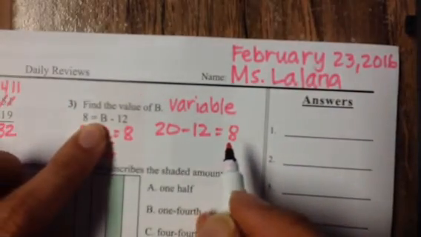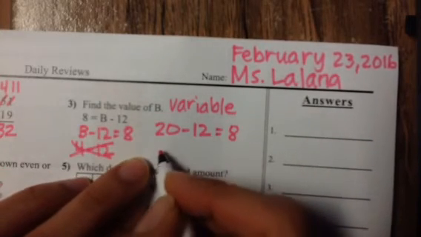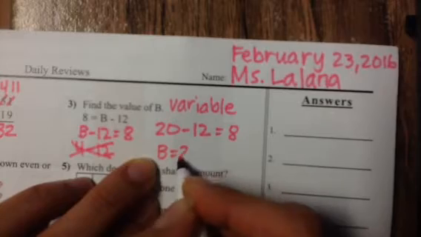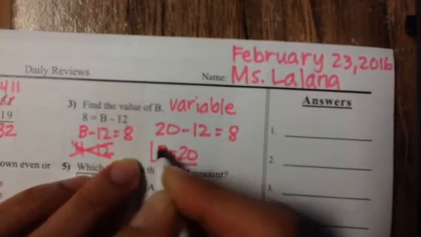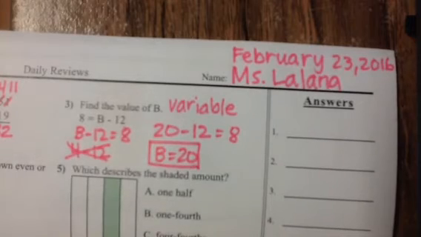So that means B right here equals 20. Okay? So B equals 20. So that's your answer. Now, there is a trick. Do you see the trick?